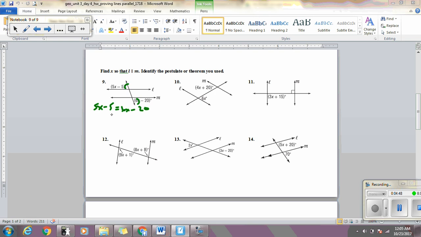First, subtract 5x, so that would give me negative 5 is equal to x minus 20. And then add 20, so 15 is equal to x. And the theorem we used was the converse of the alternate exterior angle theorem.